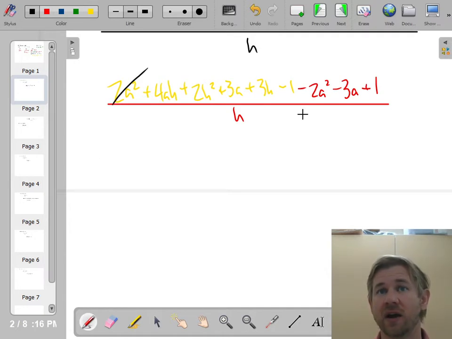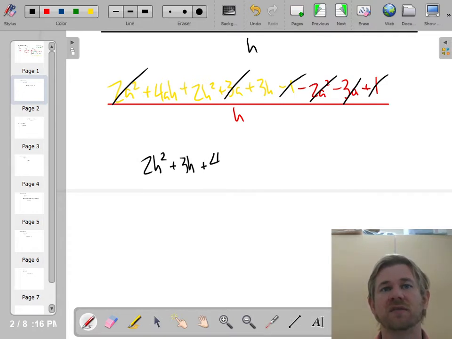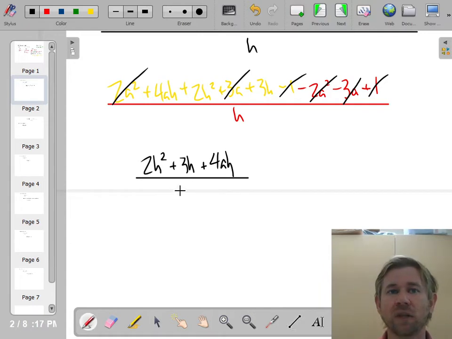We have 2a squared minus 2a squared. Yes, that goes away. 3a minus 3a. Yes, that goes away. Negative 1 plus 1, that goes away as well. So all of those f of a terms cancel out. Cool. What do I still have left? 2h squared plus 3h plus 4ah, and it's all divided by h.